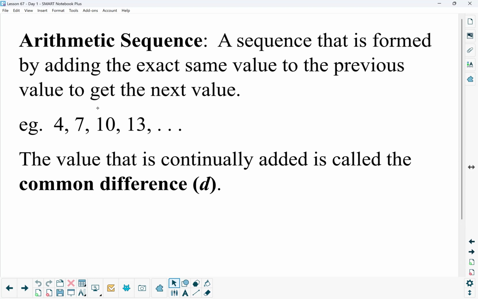That value that we add is called the common difference, or D. It's called the common difference because if we take any two consecutive values and subtract them, we get that common difference, in this case 3. 7 minus 4 is 3. 10 minus 7 is 3. 13 minus 10 is 3. Always adding 3, moving from one value to the next. That common difference is going to come in handy as we move forward.